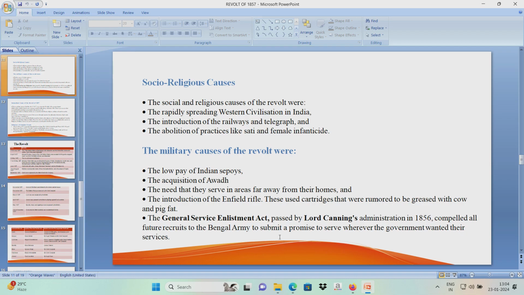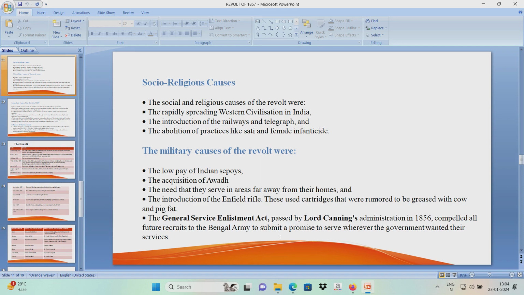So next one is the military causes. When we come to the military causes, there are many causes. The sepoys' religious views and biases increasingly clashed with the circumstances of duty in the company's army and the cantonments. Indian sepoys were generally conservative by nature.